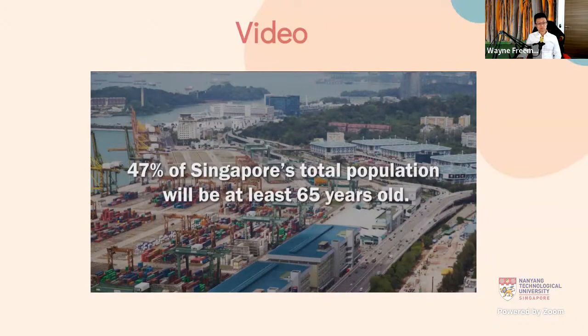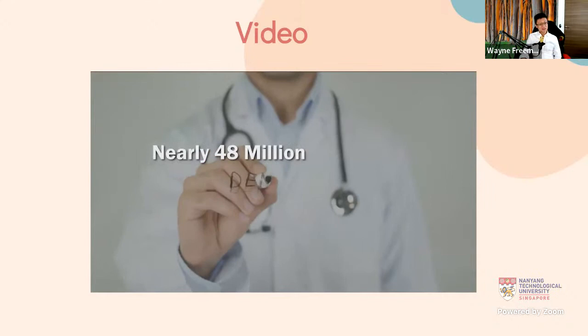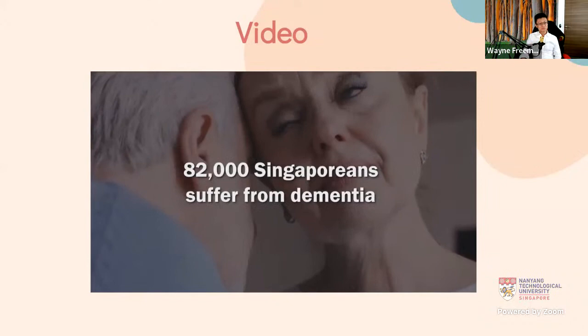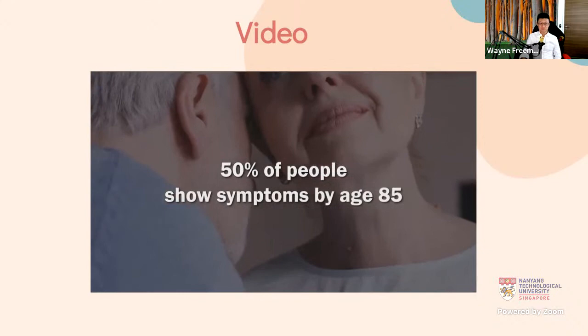Globally, there are nearly 48 million people who suffer from dementia, and unfortunately, 82,000 Singaporeans are among them. Around half the population show symptoms by the time they reach 85 years. Findings reveal that 1 in 10 individuals above the age of 60 years can develop this disease.